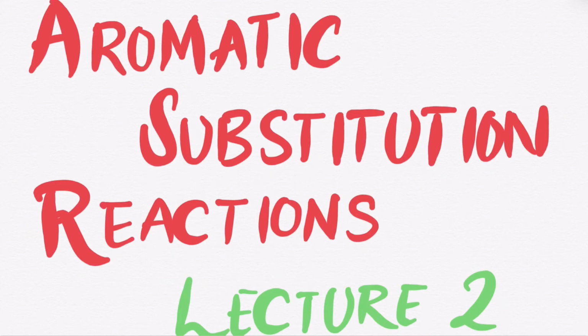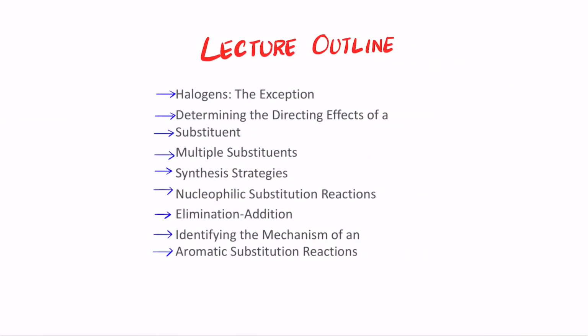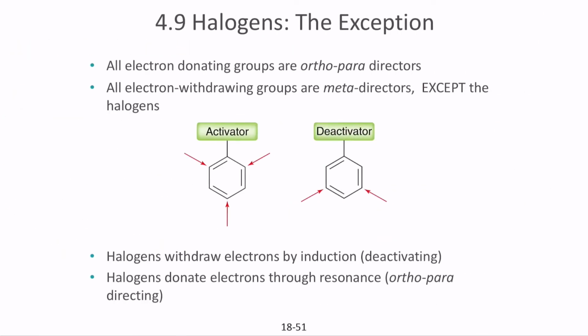Welcome to lecture 2. In this lecture we'll talk about what halogens do in terms of whether they are an activating group or a deactivating group, and we'll see how to determine the directing effects of a substituent and what happens when you have multiple substituents. We'll see some synthesis strategies, and finally the different form of substitution, which is nucleophilic substitution. We'll also look at elimination and addition reactions, and finally see how to identify the mechanism of an aromatic substitution reaction. So let's start with halogens.